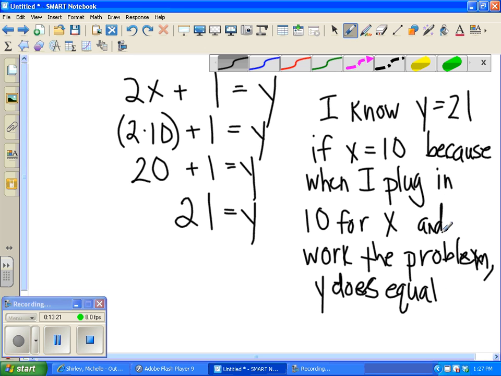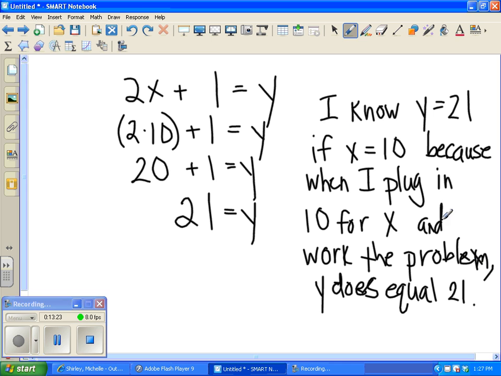Try that again. So it's important for you to know if this were on an end of the year test and they were asking you to do another problem and to prove how you knew, you would have to explain it in words, okay? And you can actually do the problem and plug in the value for x.